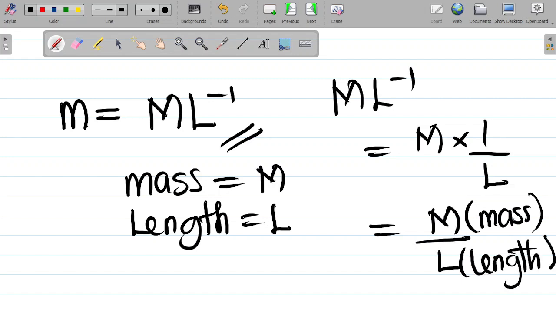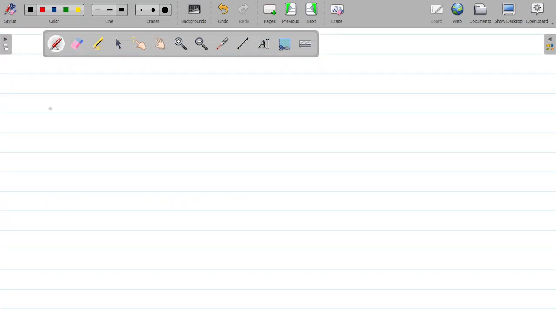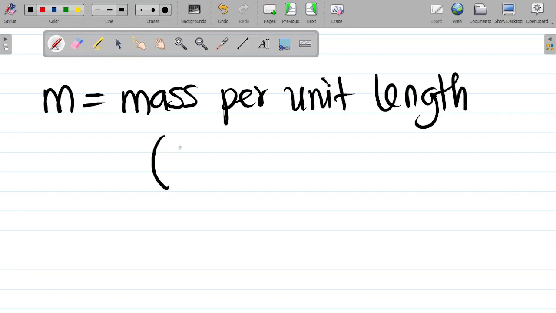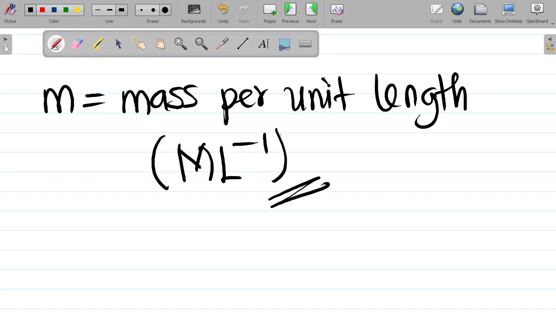So just in case you're asked to find what parameter it represents, the answer here is mass per unit length. So m is equal to mass over length. In physics, it's called mass per unit length. That's what m represents. And the dimension as required is ML to power minus 1. So basically, this is the answer to that question. Now, I said I was going to show you two ways of solving this question. So this is the first method. Let me show you the second method.